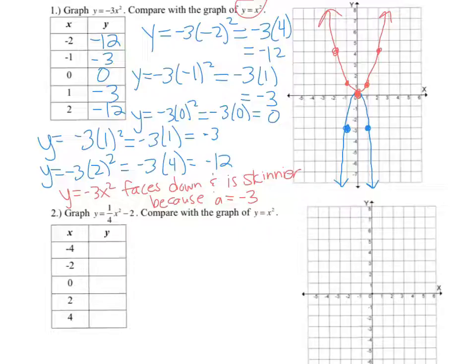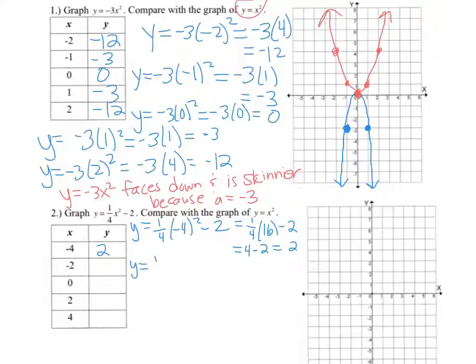Alright, let's take a look at the next one. We're going to graph y equals 1/4 x squared minus 2, and then we're going to compare it with the parent function. So again, take each of your x values, plug them in, remembering to follow the order of operations. Order of operations tells us to square first. So negative 4 squared is positive 16. Then we're asked to take 16 times 1/4. Well, that's the same as saying 16 divided by 4. And 16 divided by 4 is 4. And then finally 4 minus 2 gives us 2.